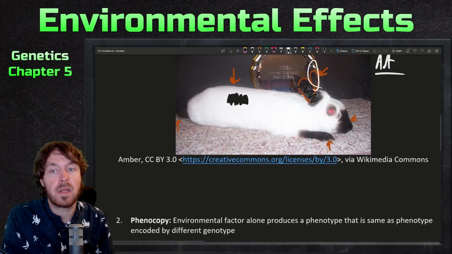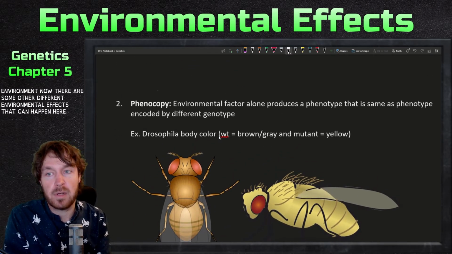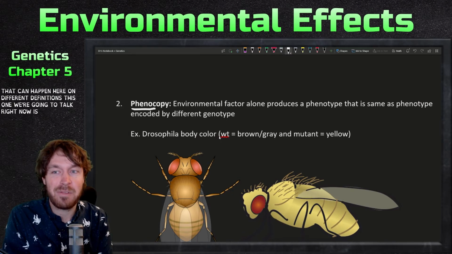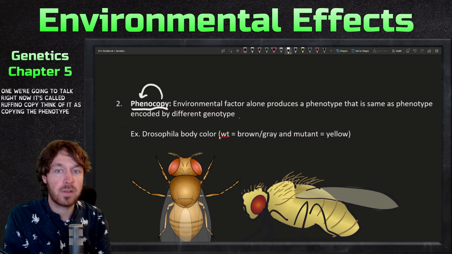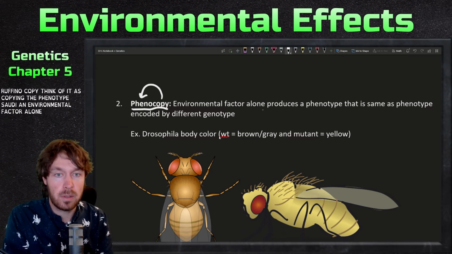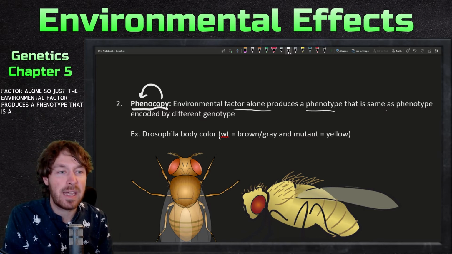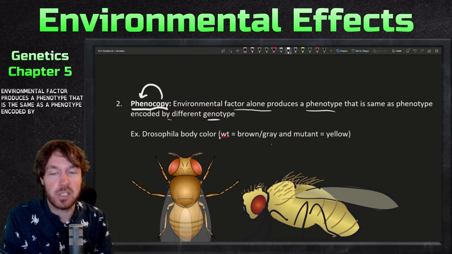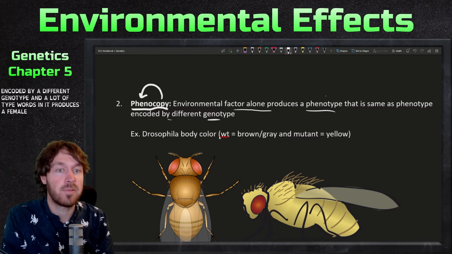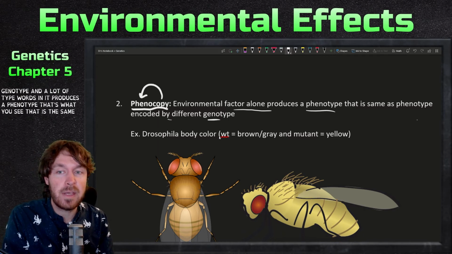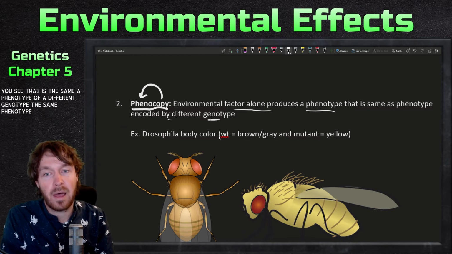So gene and environment. Now there are some other different environmental effects that could happen here on different definitions. This one we're going to talk about now is called phenocopy. Think of it as copying the phenotype. So the environmental factor alone produces a phenotype that is the same as the phenotype encoded by a different genotype. I know a lot of type words in there. Okay, so let's go through that again. It produces a phenotype, so that's what you see, that is the same phenotype of a different genotype. The same phenotype of a different genotype.